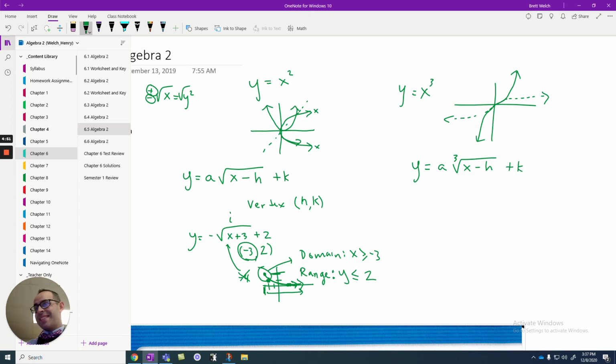Now this hk is not going to be a vertex per se, but it will become the center or pivot point in the graph. And so if I had y equals 2 cube root of x minus 3 minus 2, the point 3, negative 2 would be 1, 2, 3, down 2, would be the point in the center from which around everything else moves. Knowing what I know about this graph, I know that it's going to be here and here.